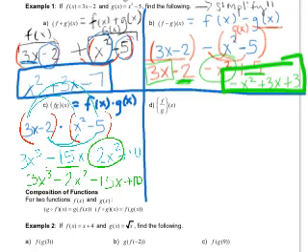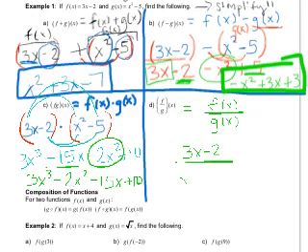F divided by g of x. Once again, that is the same thing as taking f of x over g of x. It's just a different preference of how to write it. Once again, f of x is 3x minus 2 divided by g of x, which is x squared minus 5. And really, that's all we can do.